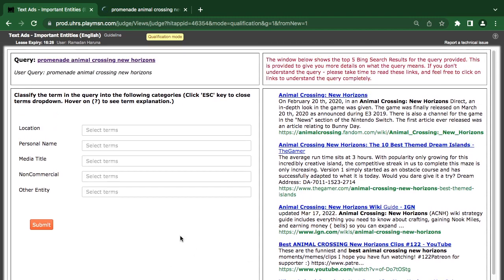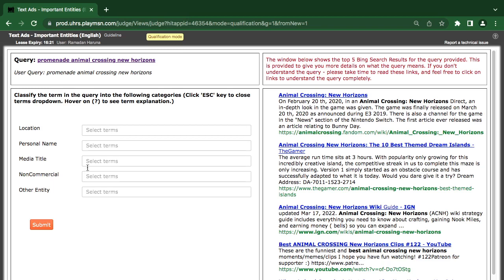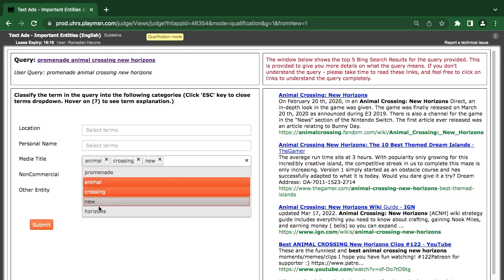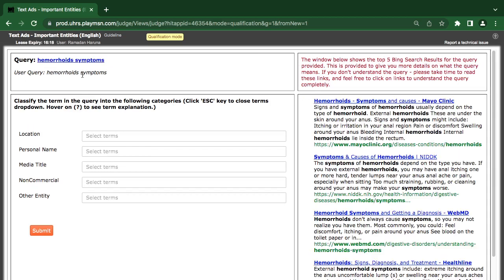Okay, both of them are games. I think both of them are games. So let us guess, let us see if we are correct. Good, we are correct. Both of them are game titles. So you have to spend time to check all these things.